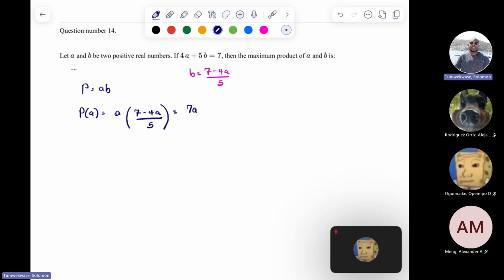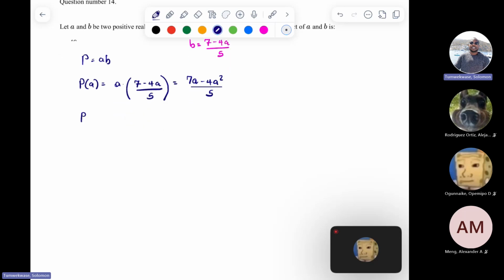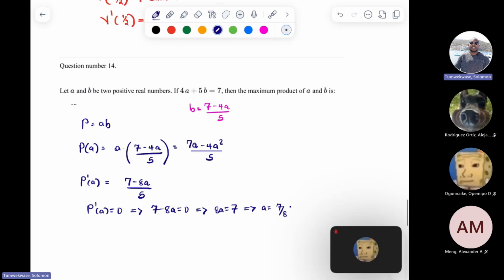I can open up this, and this is 7A minus 4A squared, then over 5. When I take this derivative with respect to A, I'll have 7 minus 8A, then the whole of it over 5. This guy equal to 0 means 7 minus 8A is equal to 0, and 8A is equal to 7, and therefore my A is equal to 7 over 8. Yeah, that is really so.